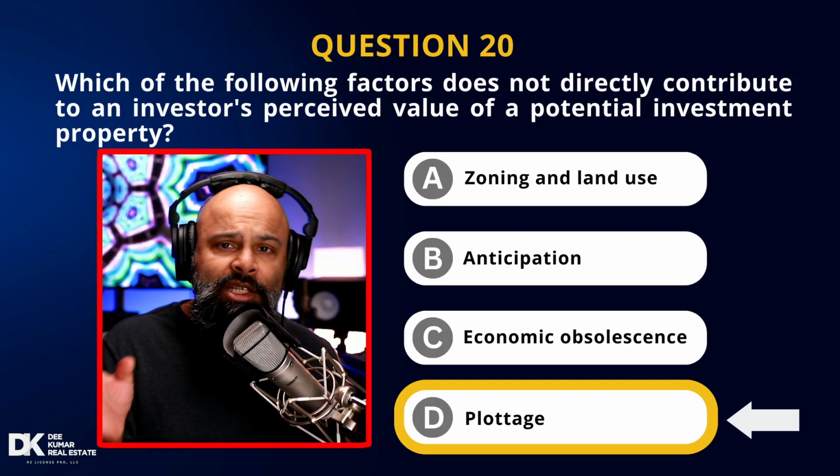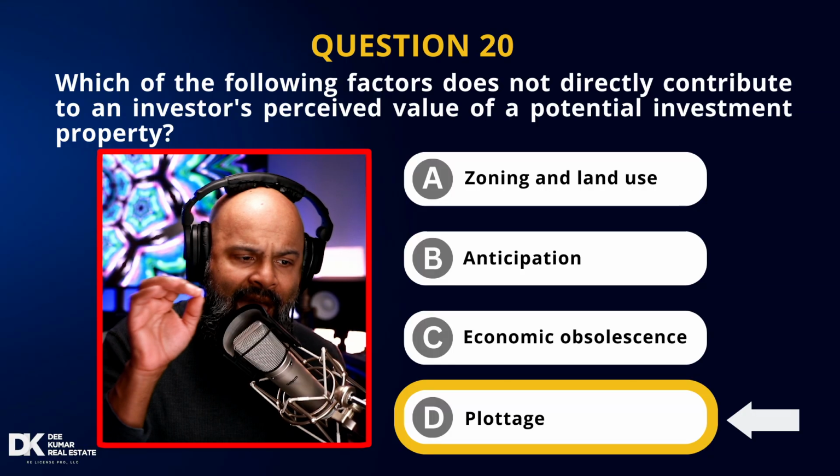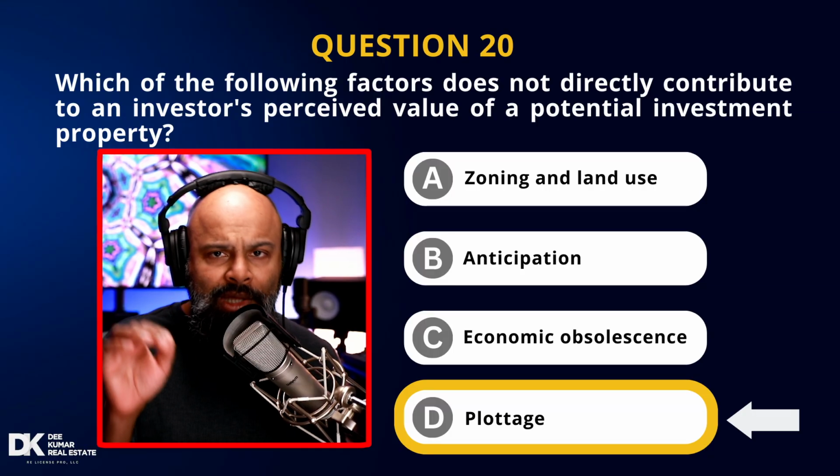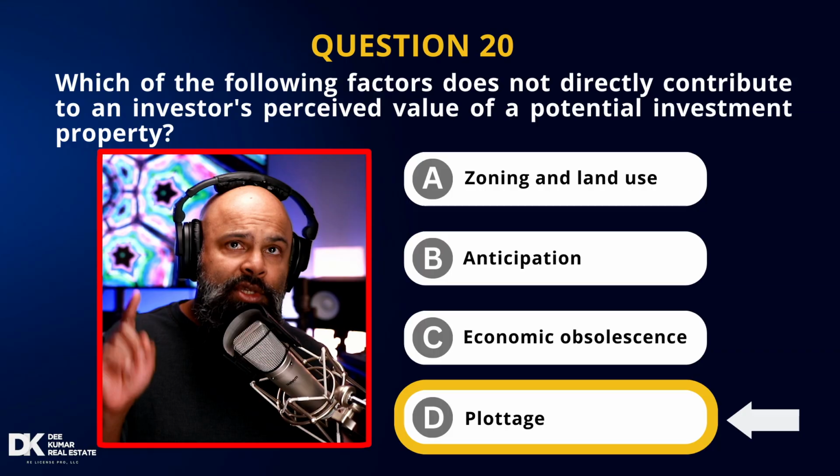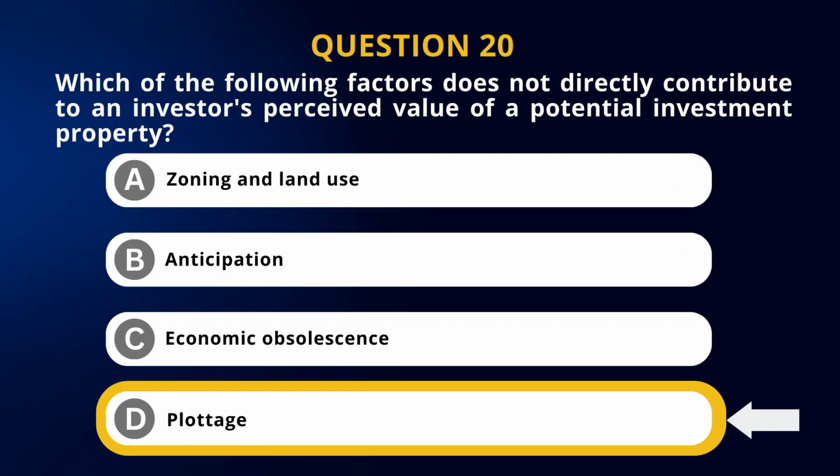But plottage is more of an outlier. It's a little bit less. And again, plottage is a tough one. I would say that this question is a little slippery because plottage could be argued that it would be contributing to the perceived value of a potential investment property. But what they're really trying to hit here is these larger pictures, government controls like zoning and land use, anticipation, looking at the surrounding area, economic obsolescence, which are things that are outside of our control, all are going to directly contribute to an investor's perceived value of a potential investment property.